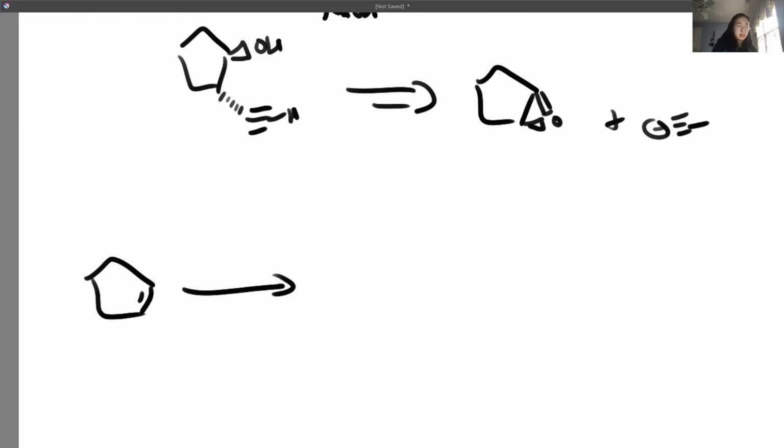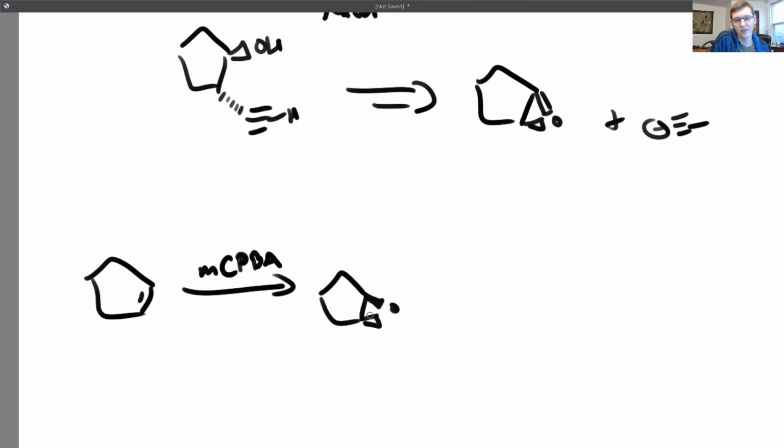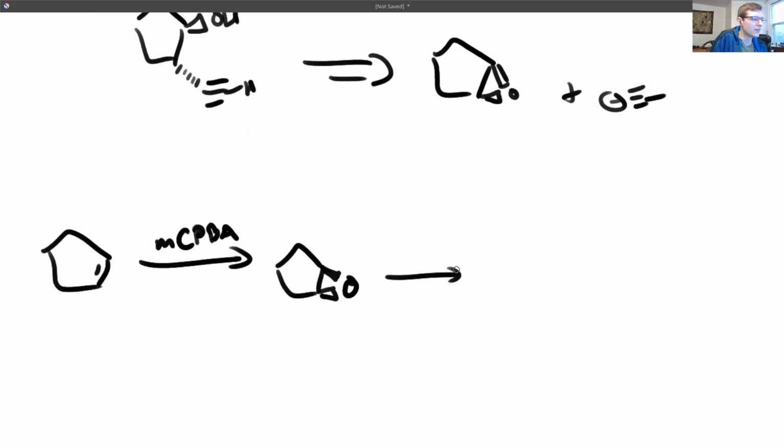MCPBA. Yeah, exactly. Give it MCPBA and don't even think about it. And so we'll wind up with this thing. I'm justified in writing these bonds as wedges because this compound is meso. I know you hate it, but I'm sorry. It is meso, so we can just choose to write them as wedges. Writing them as dashes would give us the same thing because we just flip the molecule over. Anyway, here we go.